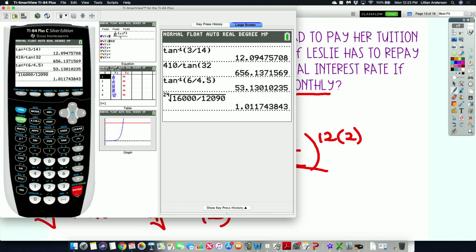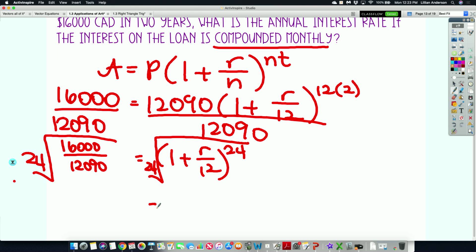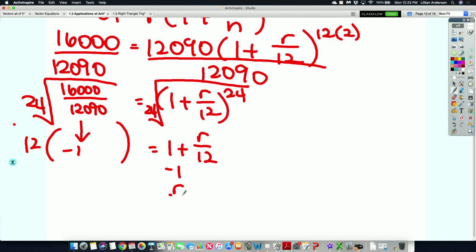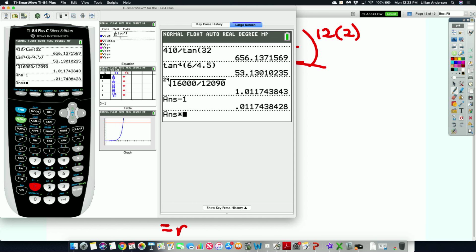So now I have this. But I'm not done. What do I need to do from here? I need a minus 1 from both sides. And then multiply it all by 12. So my R is what I get when I take this number, subtract 1, and times 12.